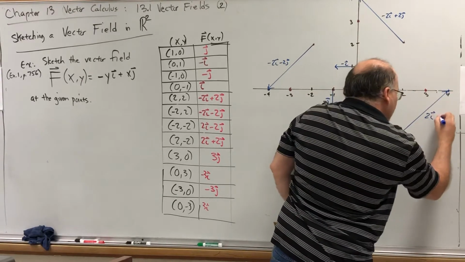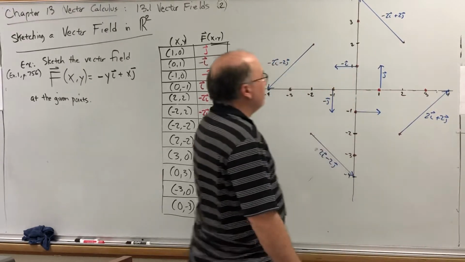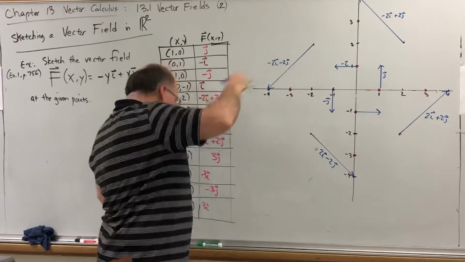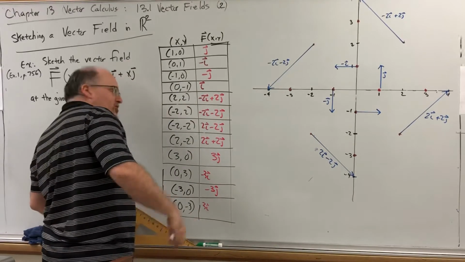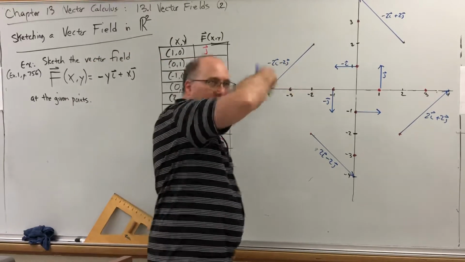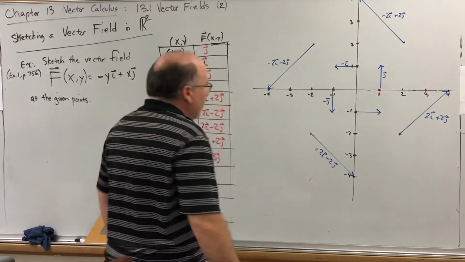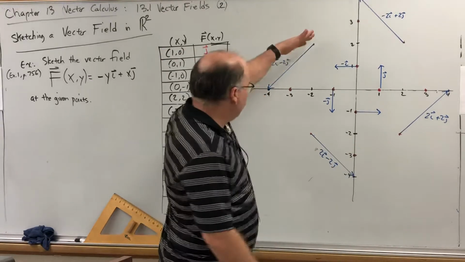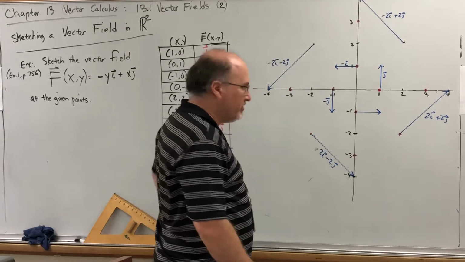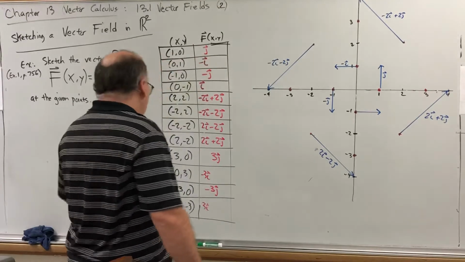So 2i plus 2j. These vectors confirm what I was thinking a moment ago, that this is invoking some sort of rotational action. And the further away you are from the center, it looks like the velocity is faster because the vectors are longer.